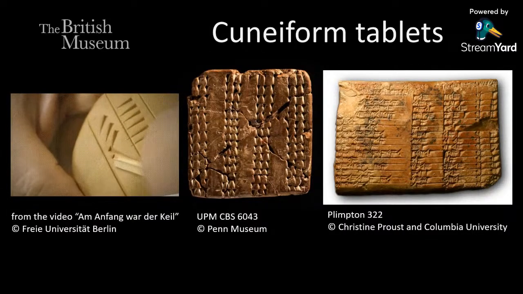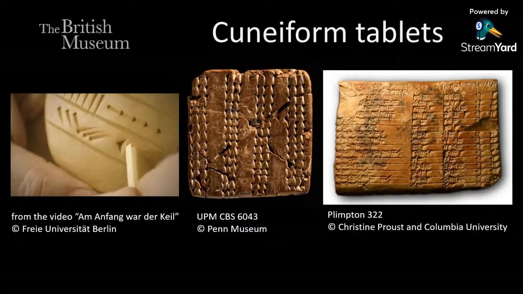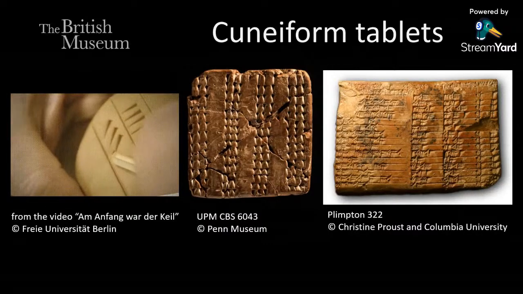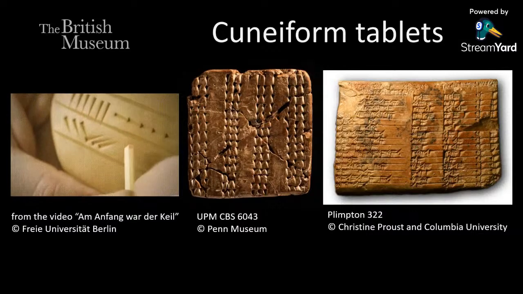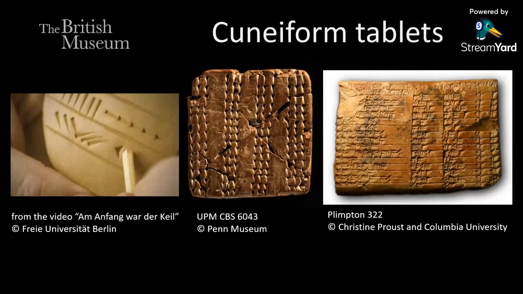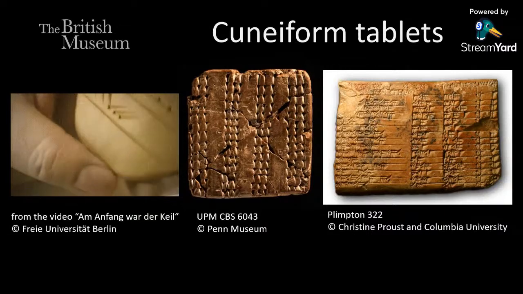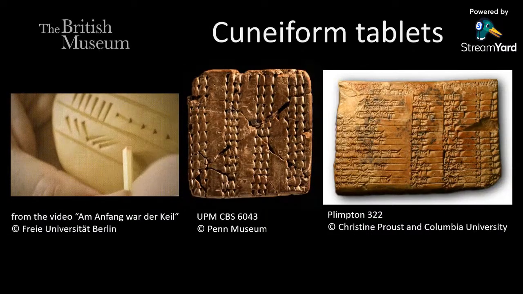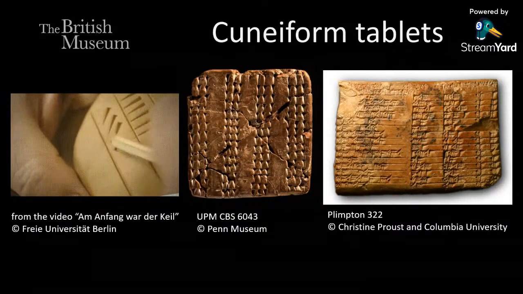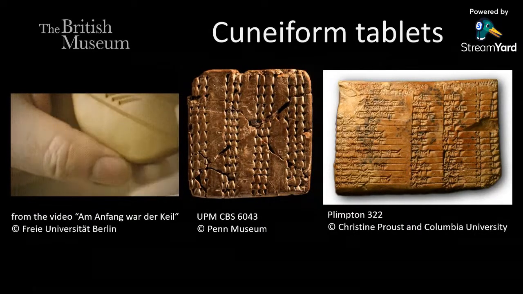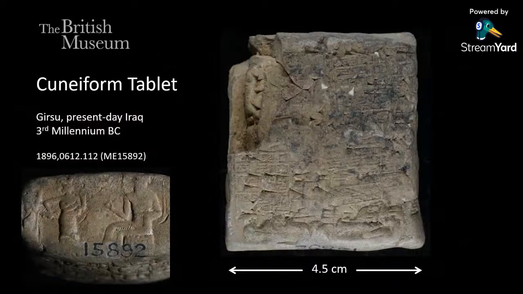The tablet on the right is called the Plimpton 322 tablet. This is a Babylonian clay tablet from about 1800 BC. It's about 13 centimeters across. This is very famous because it shows mathematical tables, and they're actually the first examples of Pythagorean triples. So a squared plus b squared equals c squared. This predates Pythagoras by about 1,000 years. So I want to show you an example here.